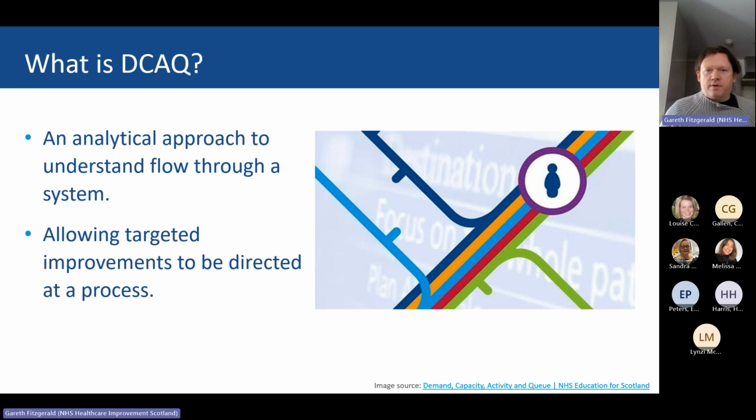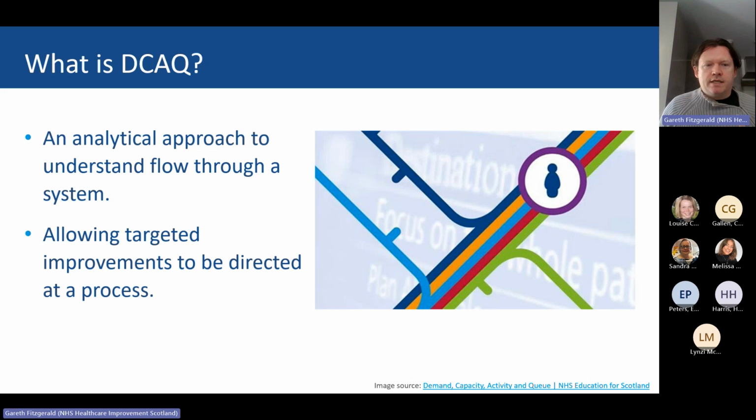So first of all, and probably quite helpful, what is DCAQ? Demand, capacity, activity, and Q. It basically is a system about using data to help us understand flow through a system by breaking it down into 4 separate components, the aforementioned demand, capacity, activity, and Q. By understanding those components, it allows us to look at where we might want to target our improvements specifically in the system at a process.